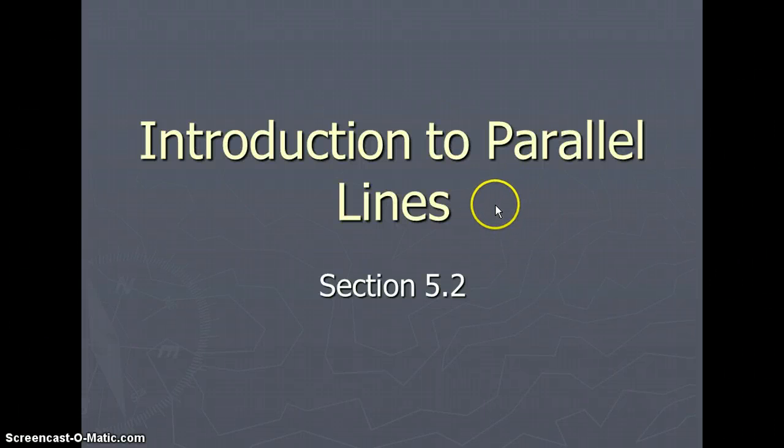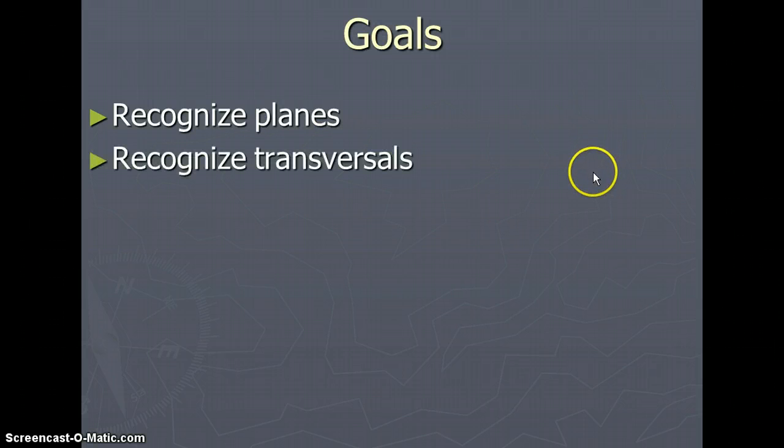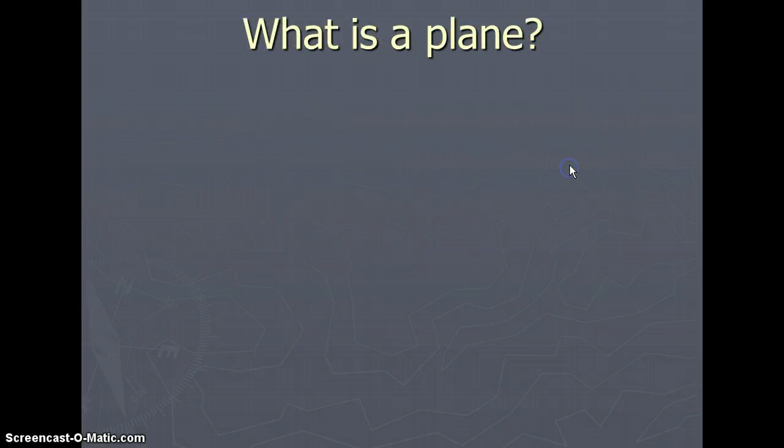Welcome to the beginning of Chapter 5, where we start to look at the relationships between parallel lines and the different types of angles that are formed. Our goals are to recognize what a plane is, recognize transversals, identify angles formed by a transversal, that's going to be the real key, and recognize parallel lines, and more on that later.